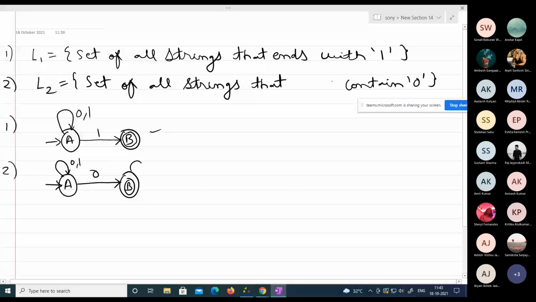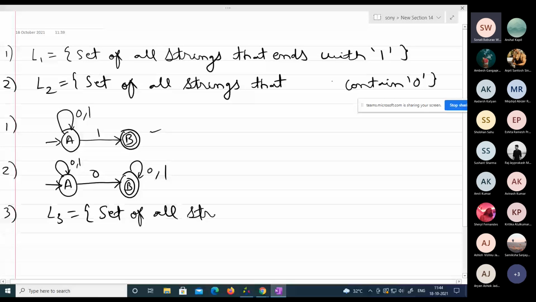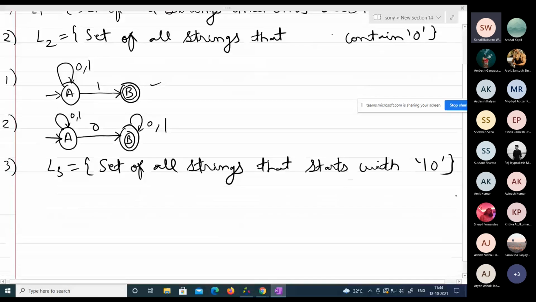Yes. Okay, now let's take another example. Your third question is L3 is equal to the set of all strings that start with 1, 0. This is your question. Try to construct an NFA, all of you.